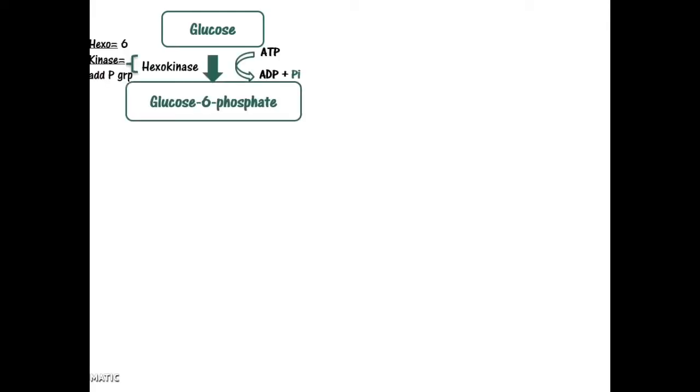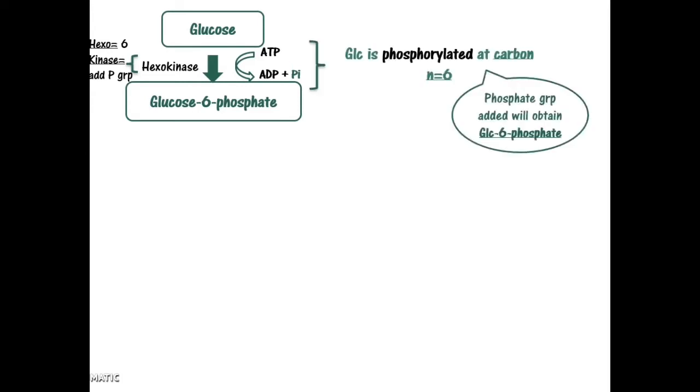So from the name kinase, which means addition of a phosphate group, and hexo refers to the number 6, the phosphate group will be added on carbon number 6 of a glucose molecule. From the name of the enzyme you can predict the upcoming product. Also at this stage we consume the first ATP molecule. Now glucose 6-phosphate is obtained.